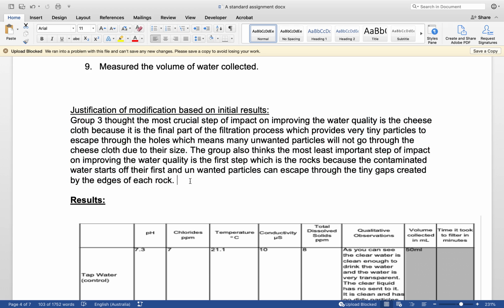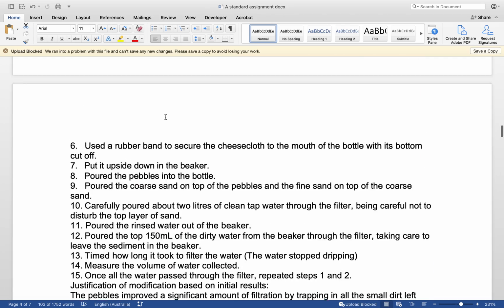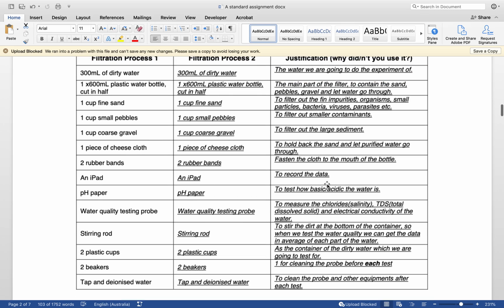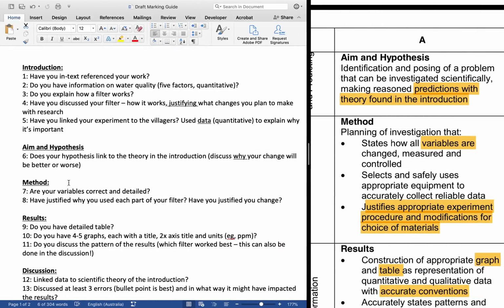So I think this group here, their change was they removed the rocks and they added another filter. And they've justified why they think that is. To be honest, I think they could have been a little clearer with this. I think they could have said that in fewer words, but I understand that they have told me. They have justified it well. And they've also justified what each section of the filter does here. So I can award them high marks for point 8.